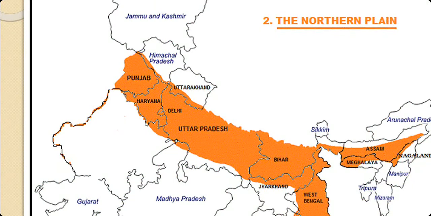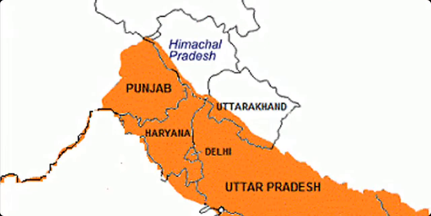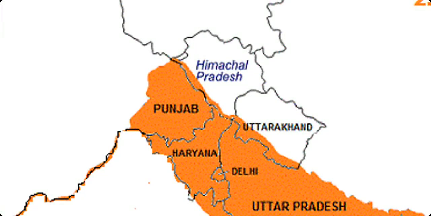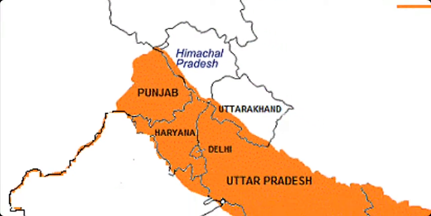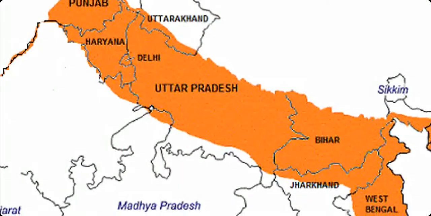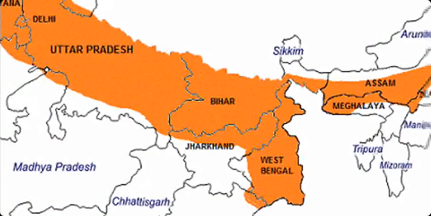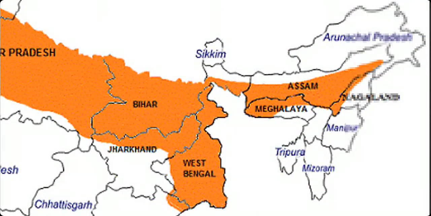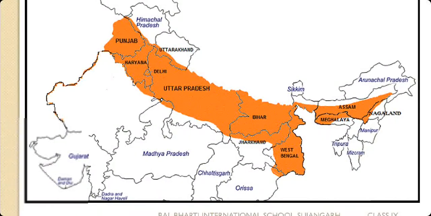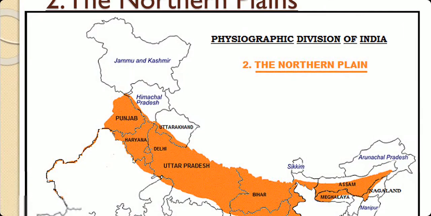Now, as you know, in this region we have the Indus River and the plains of Indus River, and then the plains of River Ganga and the plains of River Brahmaputra. These three plains combine, and together we call it the northern plain.